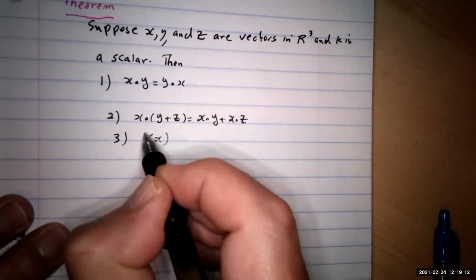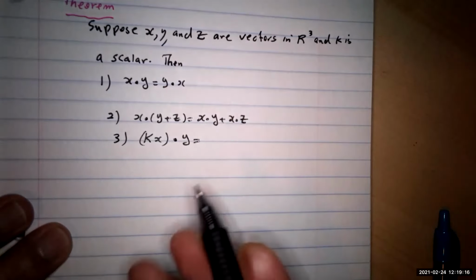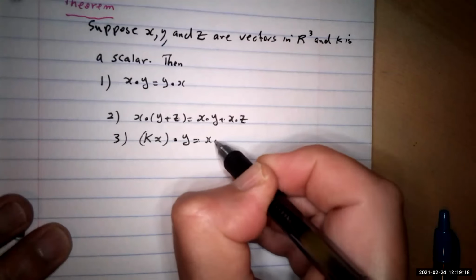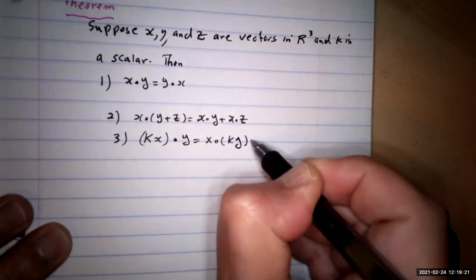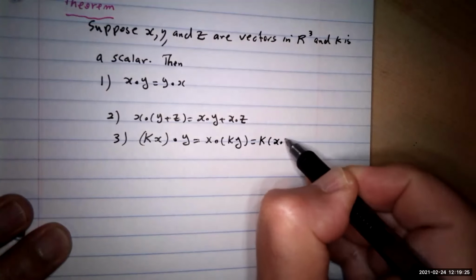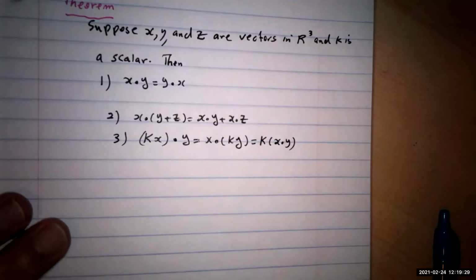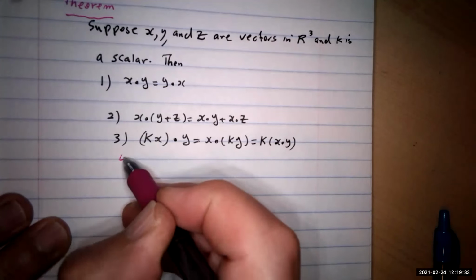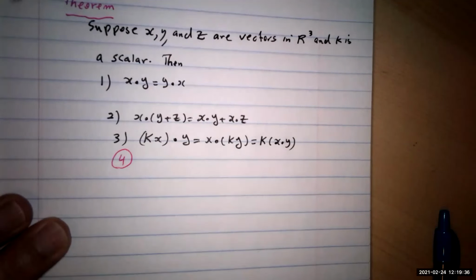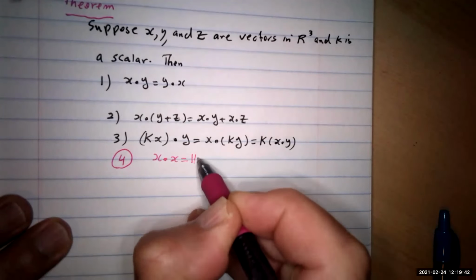Next, the number 3 is if you have a number, you see, k times x, 2x, 3x, dot y. You can pull out the k, or you can move it. You can write x dot ky, or you can write it as k times x dot y. You see, very easy to prove. The important part is this number 4. The number 4 is that x dot x is the norm of x squared.